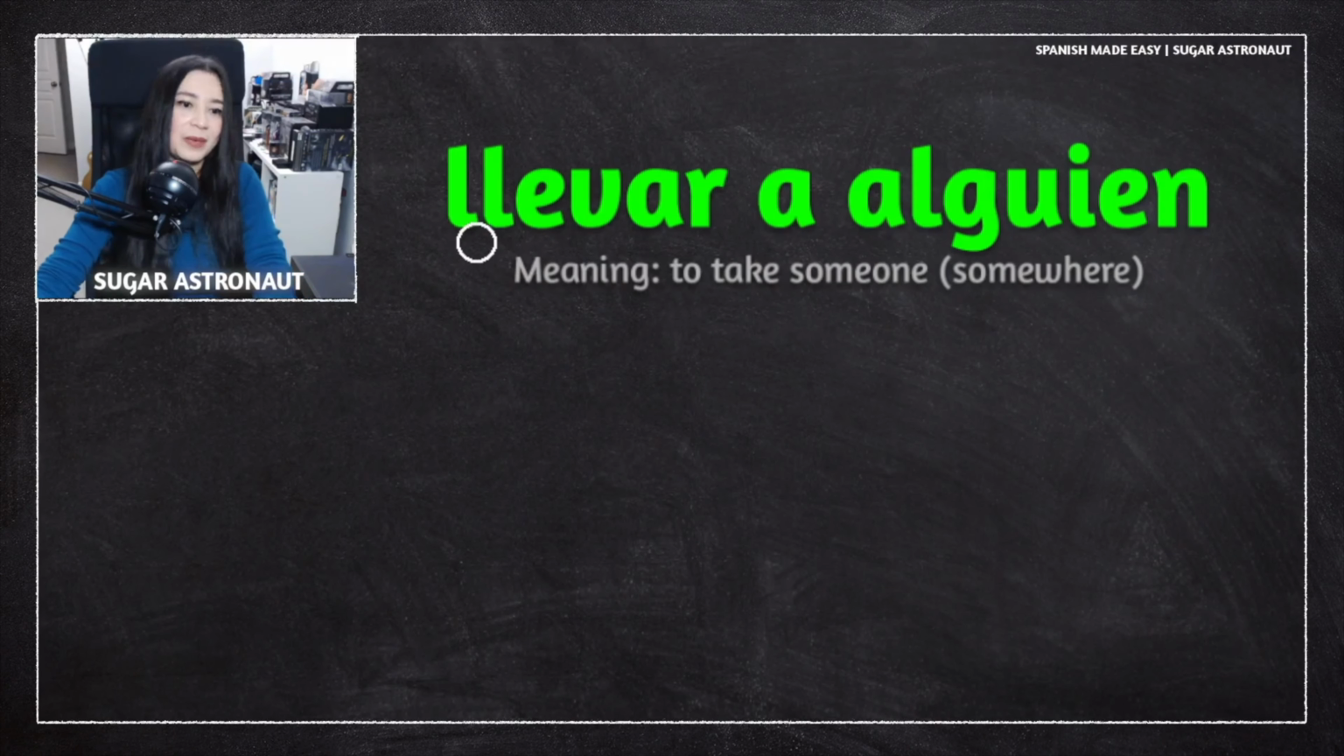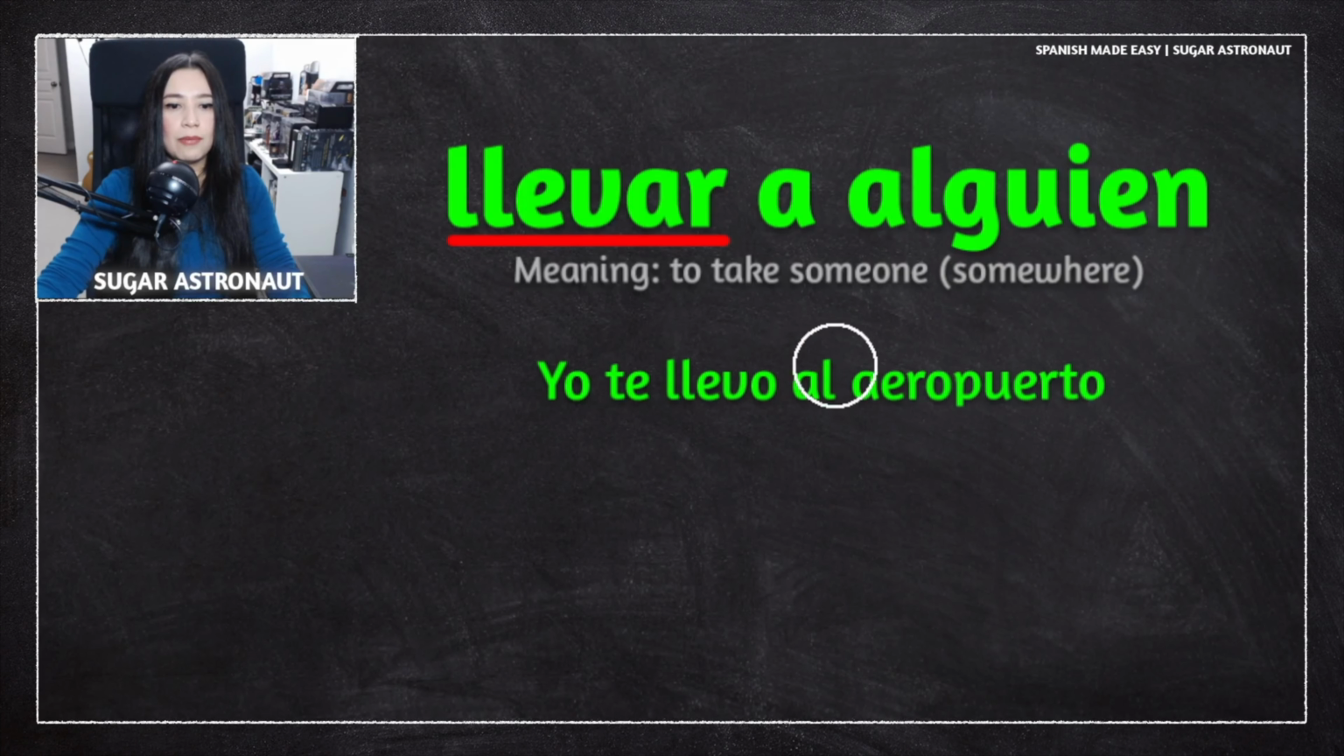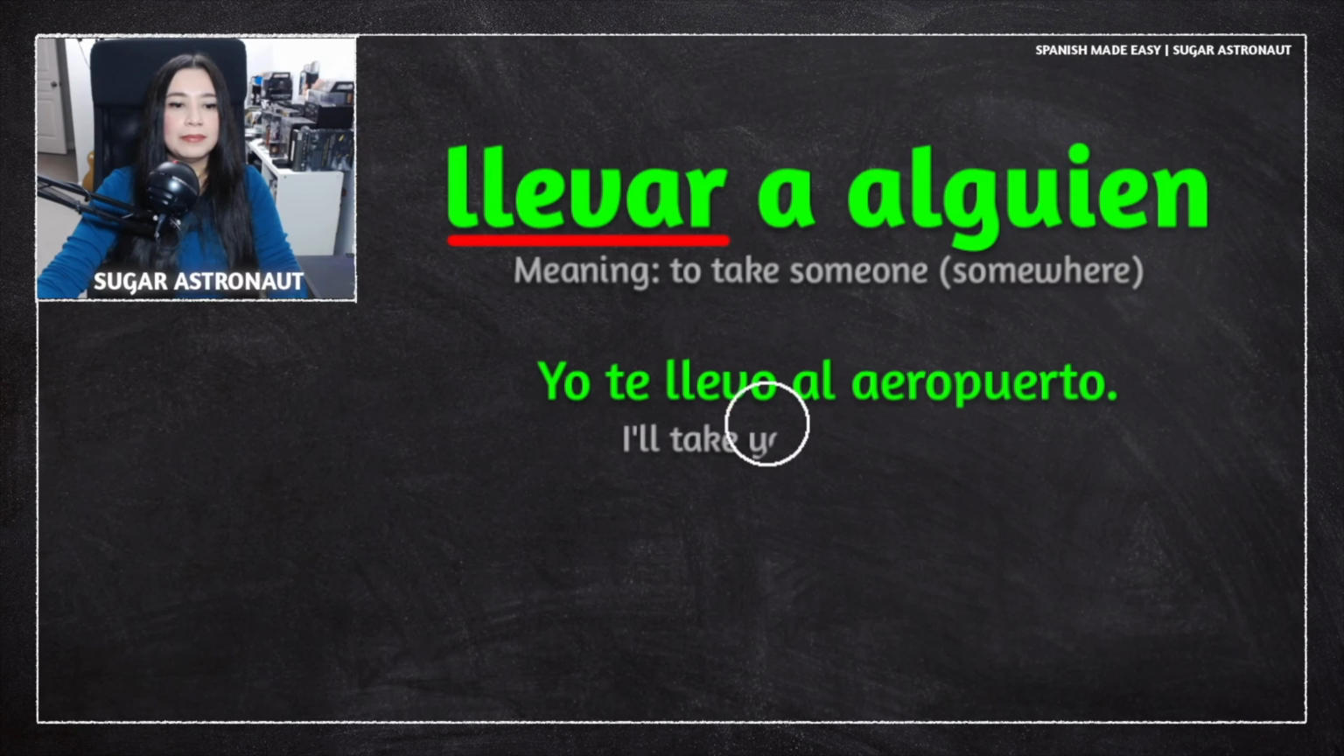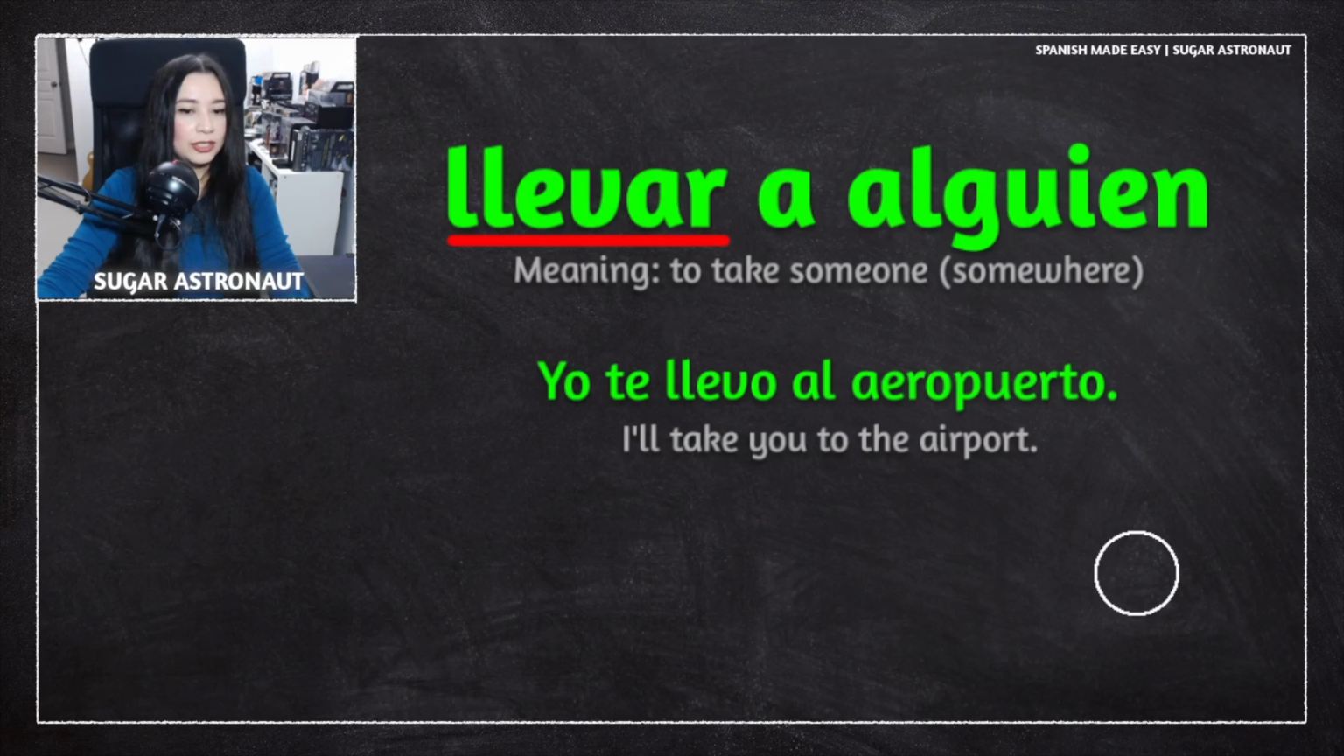It's interesting right here because we're again using the verb llevar. Okay, so for example, I can say, yo te llevo al aeropuerto. Aeropuerto. That's a tricky word to pronounce, definitely. This means I'll take you to the airport. Ooh, you're taking someone to the airport. That's a common thing, for sure.